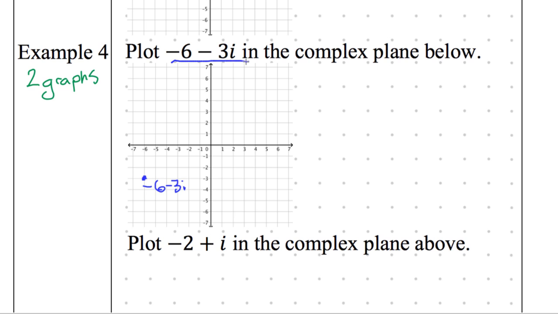So this one I'm going to do with blue. This one I'm going to do with red. -2 plus i. There it is. Give me a thumbs up, thumbs down. Did you get this answer? Uh-oh, only one person doing thumbs up. Thumbs up or thumbs down? Did you get that answer? Yes, sir.